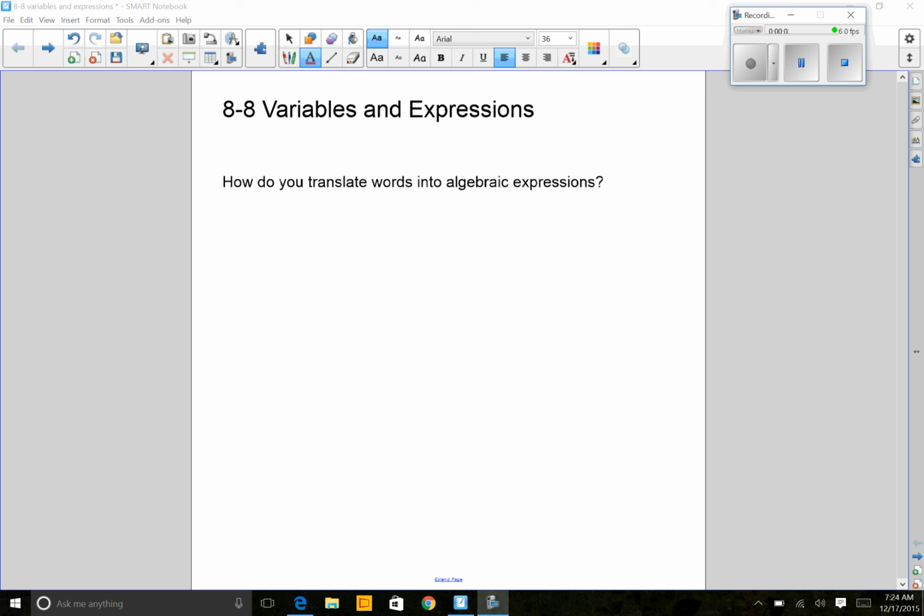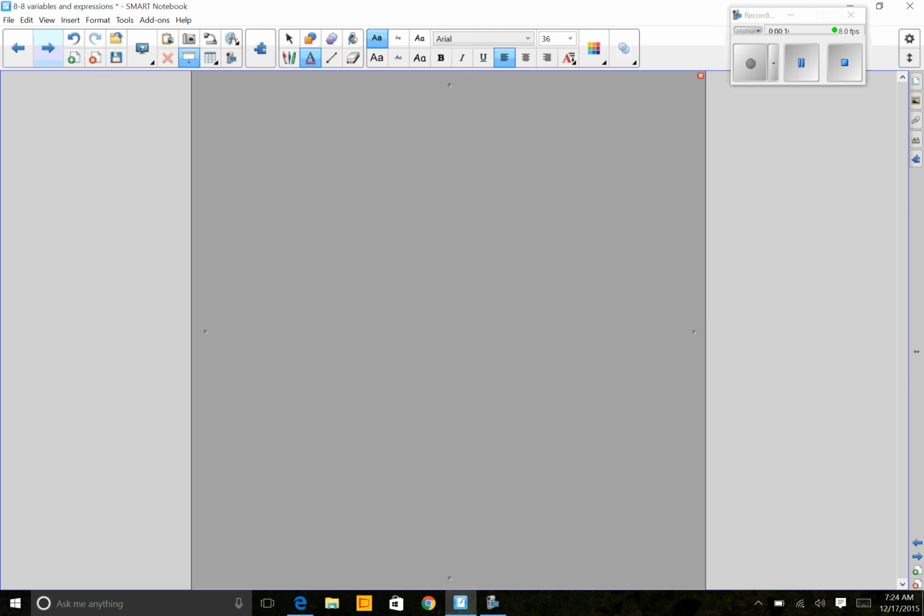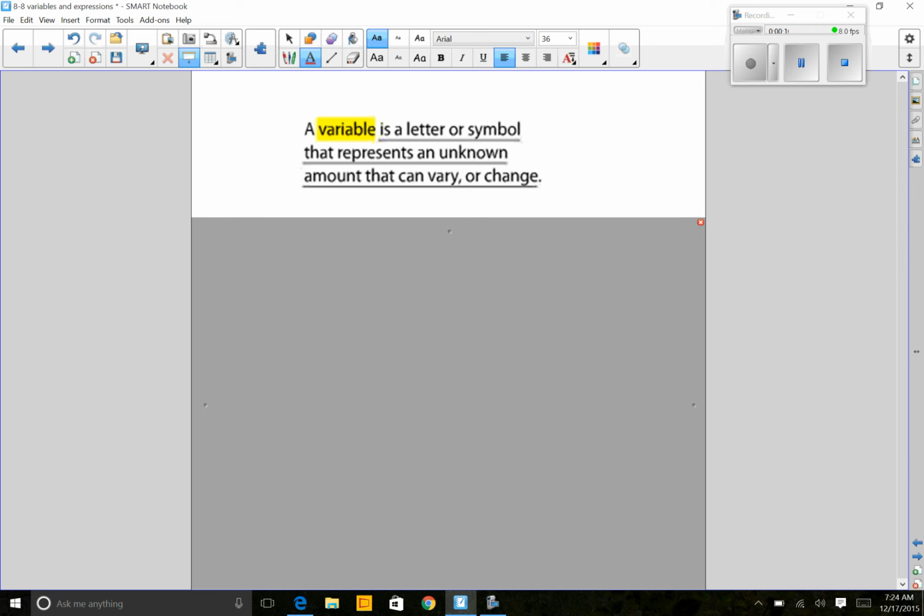This is topic 8, lesson 8, variables and expressions. So we're going to talk about how you translate words into algebraic expressions. We talked a little bit about this actually, I think, at the beginning of the topic, but I just want to review. This is a little background.